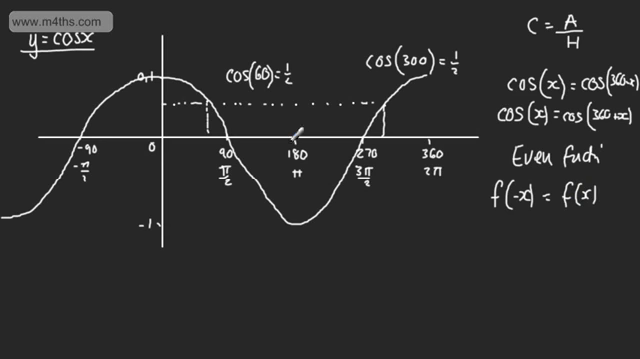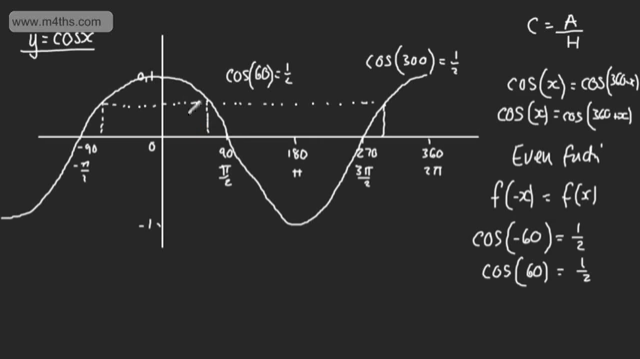So let's consider this point right here. This point is going to be minus 60. So if I say the cos of minus 60, this will be equal now also to 1/2. We know that the cos of 60, as we've just seen, is also 1/2. So that gives us our symmetry about the y-axis, and we call that an even function.